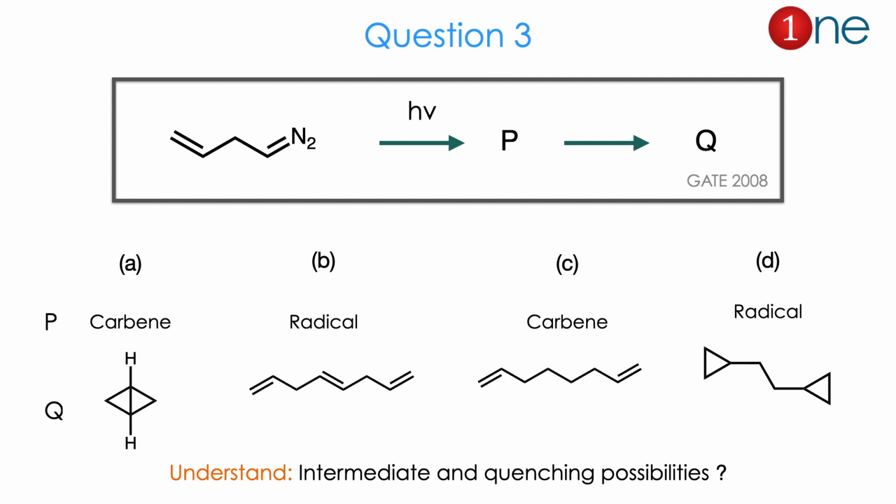4 products are given by the choices. P can be a carbene or radical. Q can be a butterfly kind of system, or a straight chain with the alkene at the end or middle, or just a cyclopropanation. The cyclization at the end happened or not. So there are 4 possibilities. From the reactant to product, you might guess the intermediate here is important, and the quenching possibilities define the 4 products. The answer is A. Let us see how.